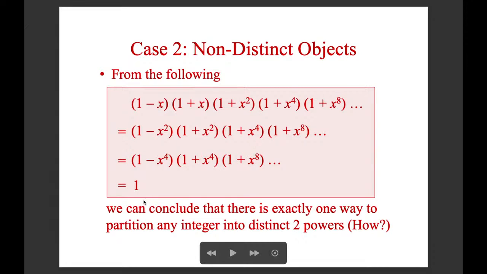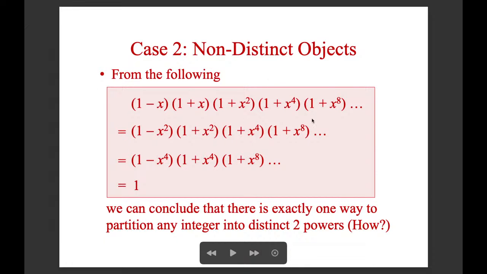And on the other hand, 1 divided by 1 minus x is the generating function of 1, 1, 1, 1, 1. So what does that say? It says that the number of ways to partition a number into distinct powers of 2 is equal to 1. So it means that every integer has a unique representation in binary. So this is one observation that we get from this generating function method.